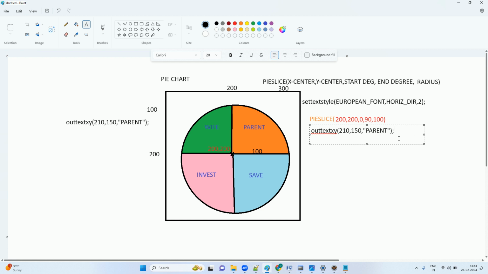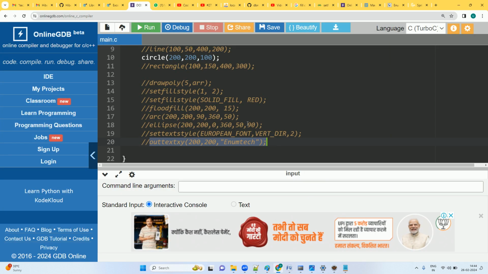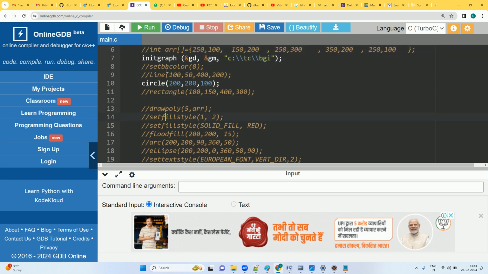Okay. And what color is this having now? That also we have to set. So for that, what do we have? Set fill style. To fill the color, we had done this, right? We had set fill style and, remember, we had flood fill. So I will set the fill style as 1, 2 means what? Solid fill of red color.